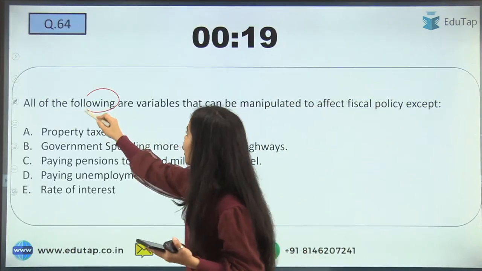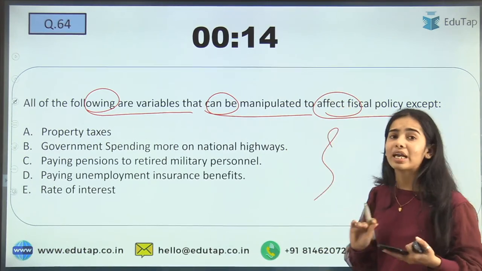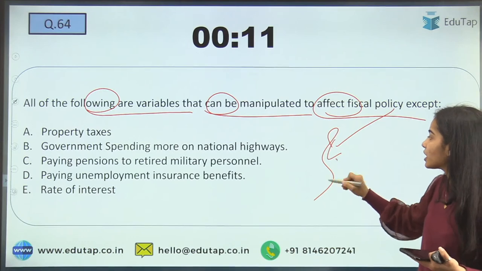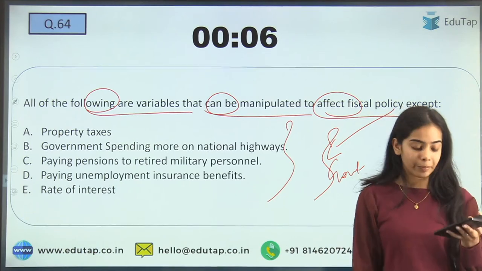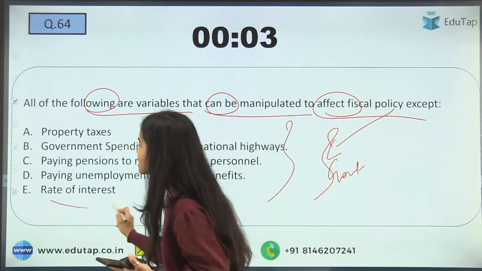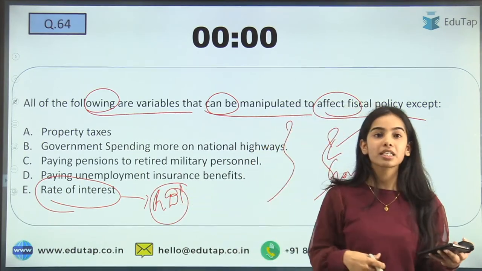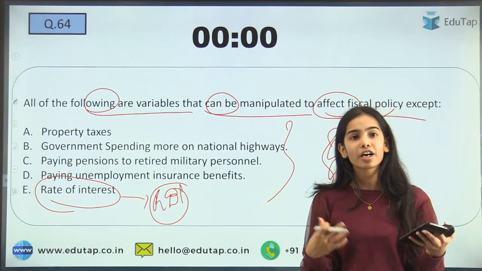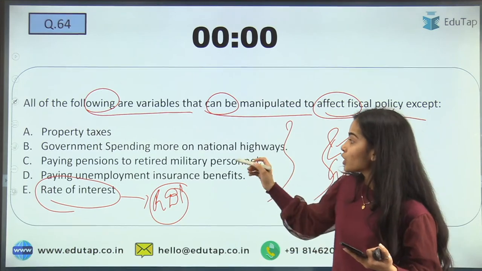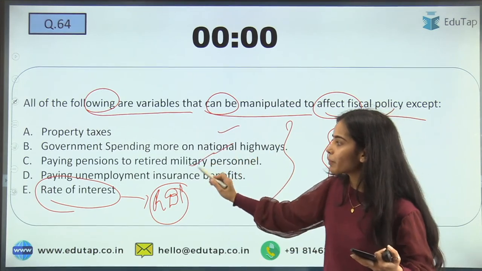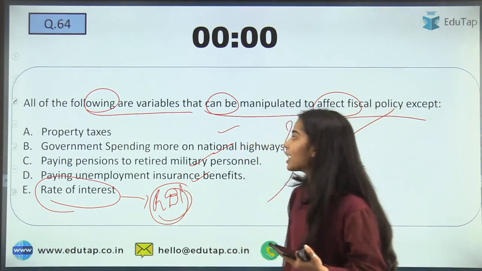Okay. All of the following are variables that can be manipulated to affect fiscal policy, except which of the following? This is a very easy question. Fiscal policy is affected by the government, and which of the following variable cannot be affected by the government directly? So here the rate of interest is the one that is manipulated by the RBI. The RBI is the one that is changing the money supply, that is changing the rate of interest through the reserve ratio and the repo rate. So all of these, the property taxes, government spending, paying pensions, paying unemployment, this comes under fiscal policy, this comes under the government, but rate of interest comes under the RBI.